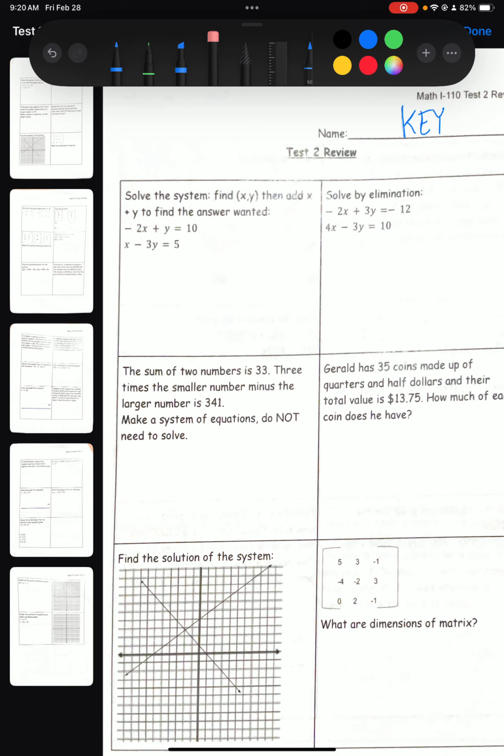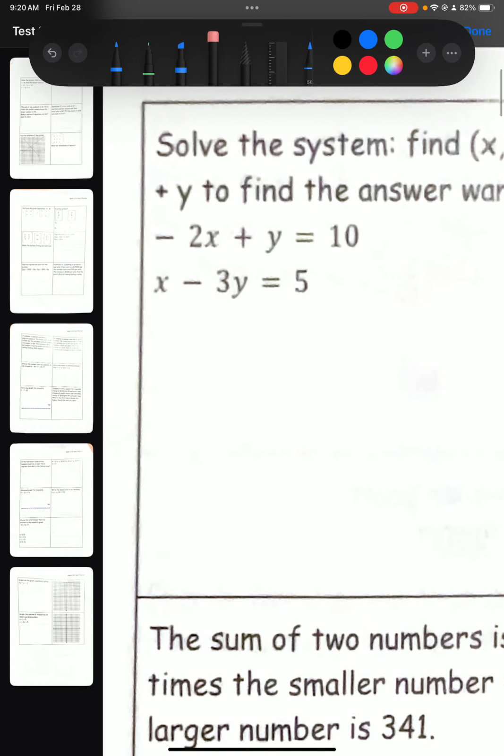So for the first one, solve the system, find x and y, then add x and y to find the answer wanted. So this is where you're going to solve the system of equations. I will start out by doing the substitution method. I'm going to turn this bottom one, get rid of that 3y by adding 3y to both sides. So that gives us 5 plus 3y, and that is what x is. And I'm going to plug that in, using substitution for this method.